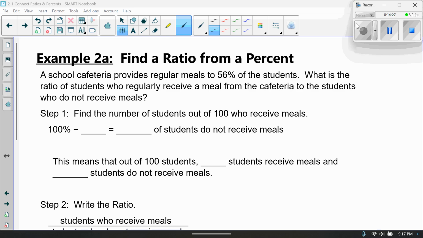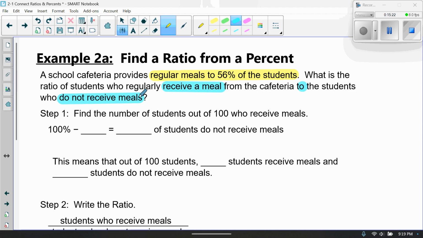All right, so for example 2a, we want to find a ratio from a percent. It says a school cafeteria provides regular meals to 56% of the students. What is the ratio of students who regularly receive a meal from the cafeteria to the students who do not receive meals? So the important information is that the cafeteria provides regular meals to 56% of the students. We want to know the ratio of students who regularly receive a meal to the students who do not receive a meal, okay?